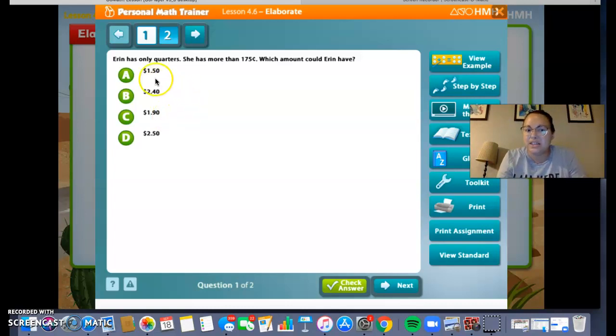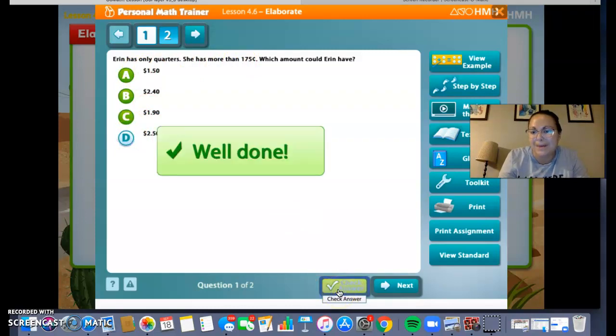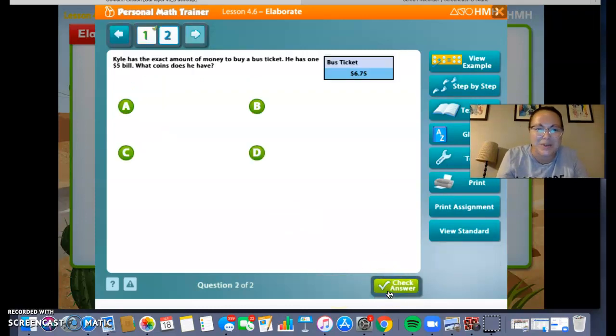So we know it is either $1.50 or $2.50 because both of those we could get to with quarters, but look at this other part of the information. It says she has more than 175 cents, which means more than $1.75. See where I'm putting the cursor there in between? So could it be $1.50? No, she has more than that, so it has to be D. Let's check it. Make sure I'm right. I think I am. Oh, they said well done. Let's see the next one.